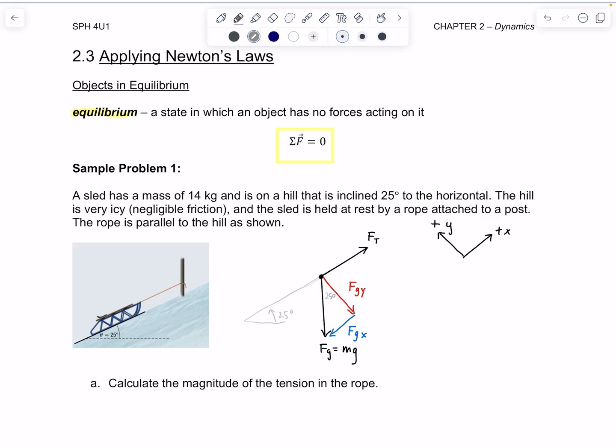Now, since the object is resting on the incline, there will be a normal force that's perpendicular to the incline. And the normal force will be equivalent to the y component of the force of gravity, which is the adjacent, so mg cos 25 degrees. Whenever we have an object on an incline, the normal force will always be equivalent to mg cos theta.